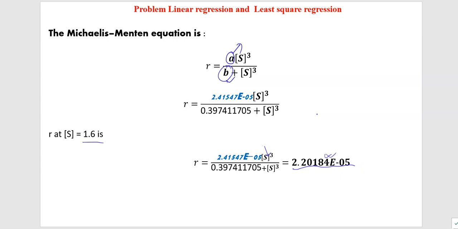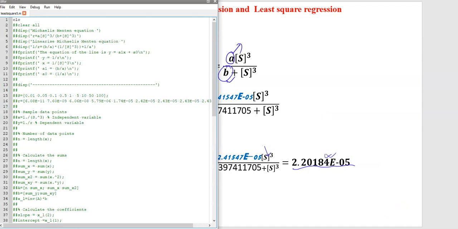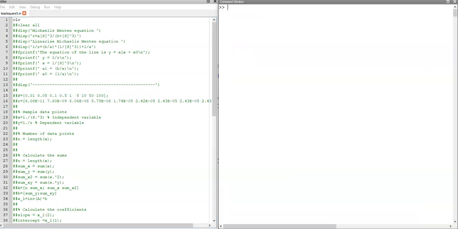Now I'll show you how to do it in MATLAB. The code is already written here, and I'm showing it one by one. So clc means clear the screen. Then we have to do clear all, which means if there is any variable, clear it all. And then display the Michaelis Menten equation.